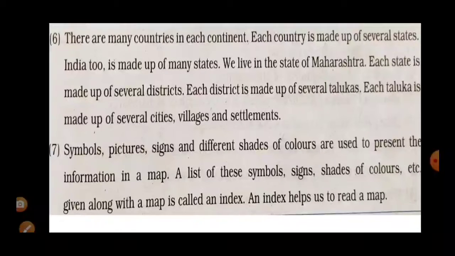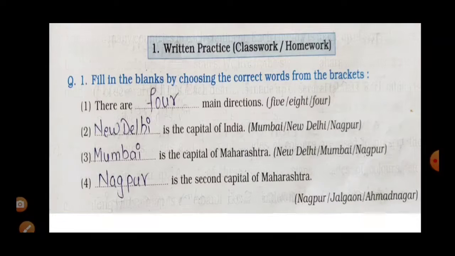Symbols, pictures, signs and different shades of colors are used to present the information in a map. A list of these symbols, signs, shades of colors, etc. given along with a map is called an index. An index helps us to read a map. So these are some points. Now we will see question answers from the workbook.